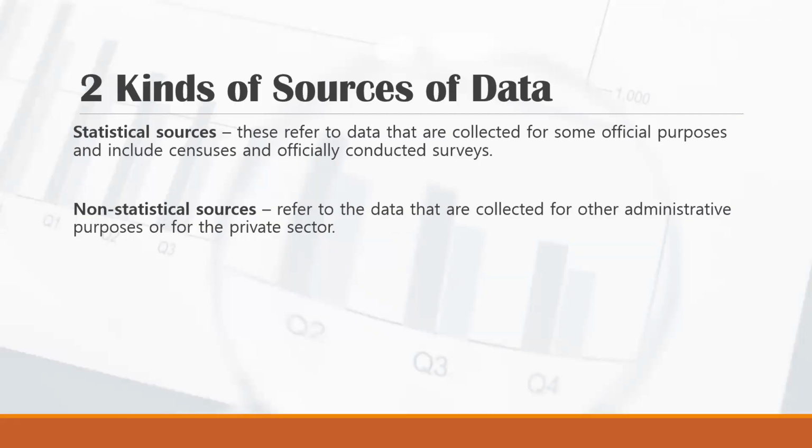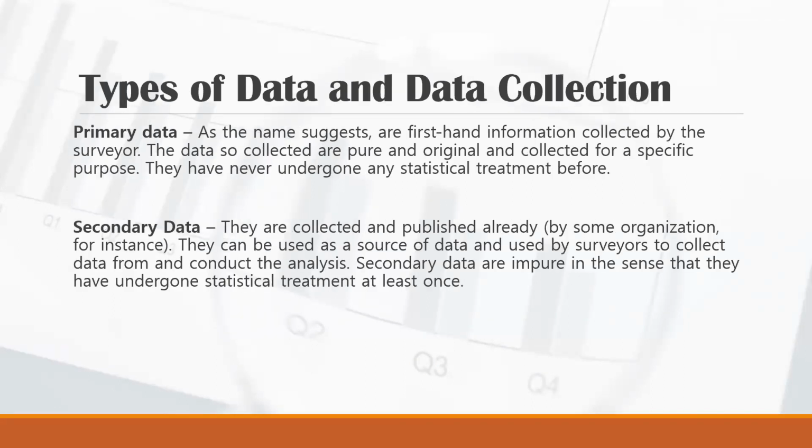And basically, there are two kinds of sources of data. We have statistical sources and non-statistical sources. So if data is collected for official purposes, well, that is a statistical source. But if it is collected for the private sector or other administrative purposes, then it is a non-statistical source. And we also have types of data, primary data and secondary data.